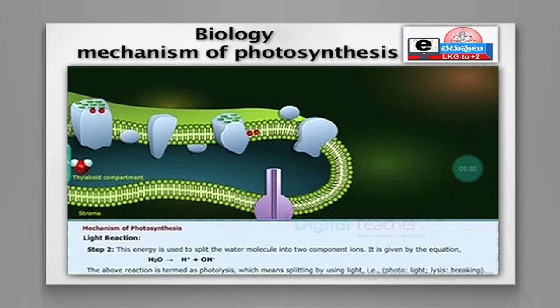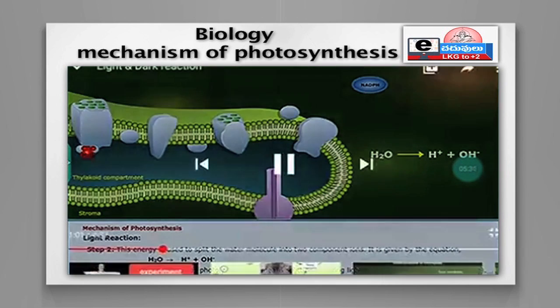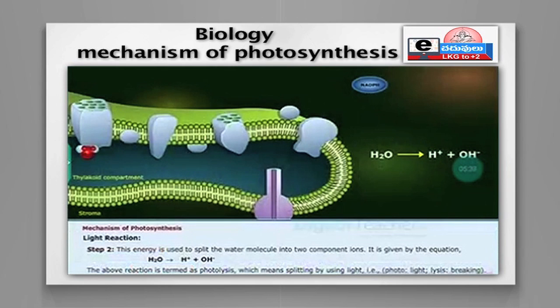So in step 1, the plant absorbs sunlight energy in the form of photons. When the photons are absorbed, what happens here? Which process takes place?